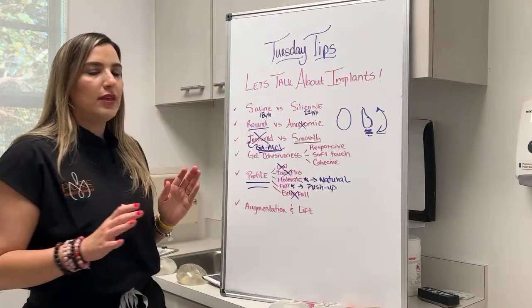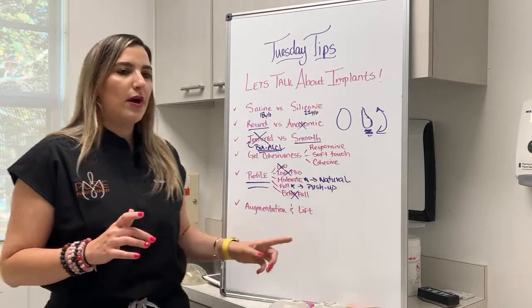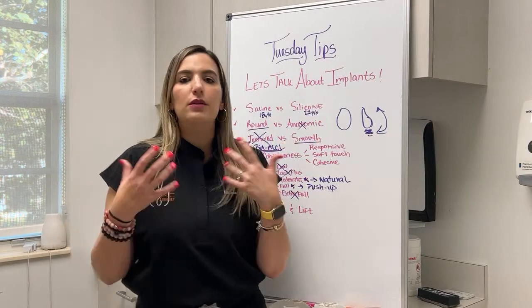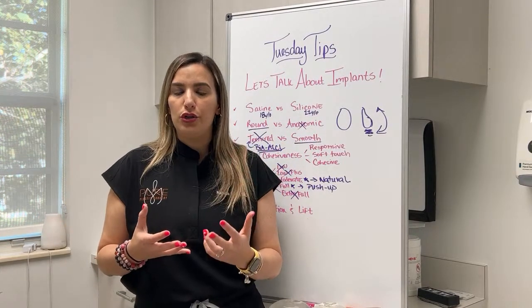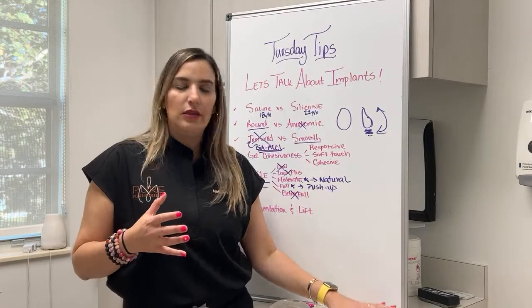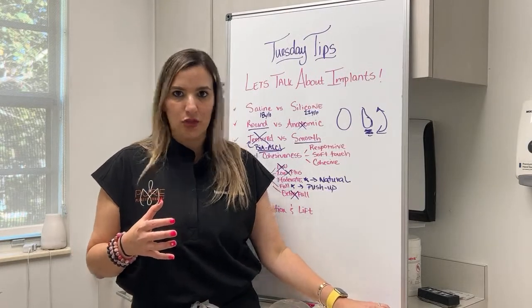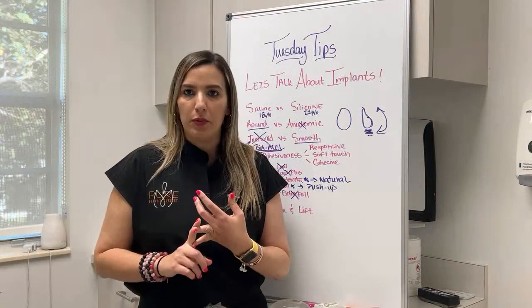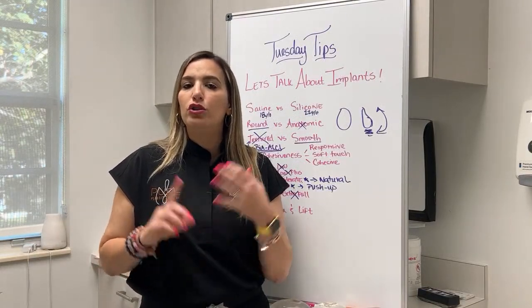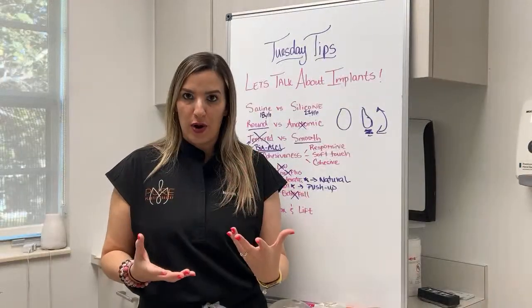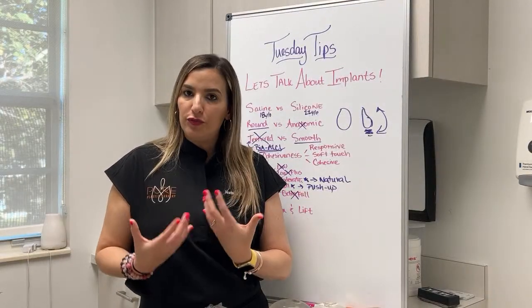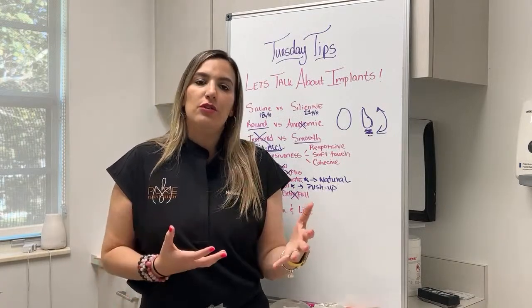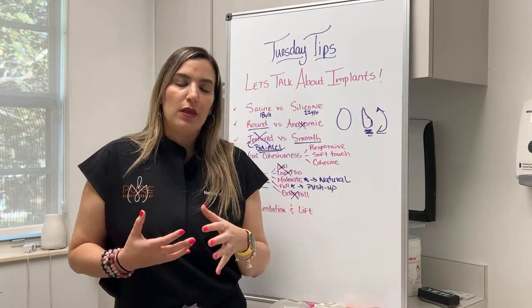The other important thing is when we're talking about augmentation and lift, okay? So if you need a lift, what is a breast lift? A breast lift is a procedure that doesn't have to do with implants, actually. A breast lift has to do with the shape and the position of your nipple, okay? So there's something called ptosis, which is the droopiness of the breast. Depending on the amount of droopiness that you have, that's the procedure you're going to need to correct that, okay?